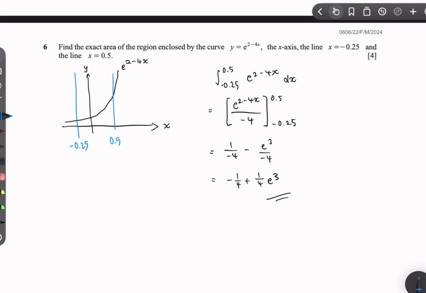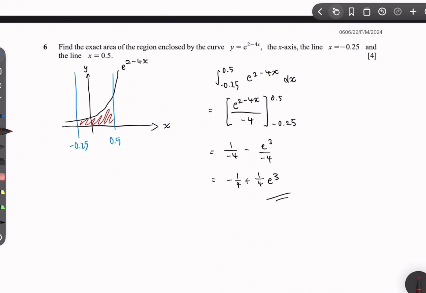And now you can actually kind of see what the area is that you need to find. Okay, so the area will be this part. This is actually not too hard. You just need to integrate the exponential curve between 0.5 and minus 0.25. And doing so will give you the area between all of these points.